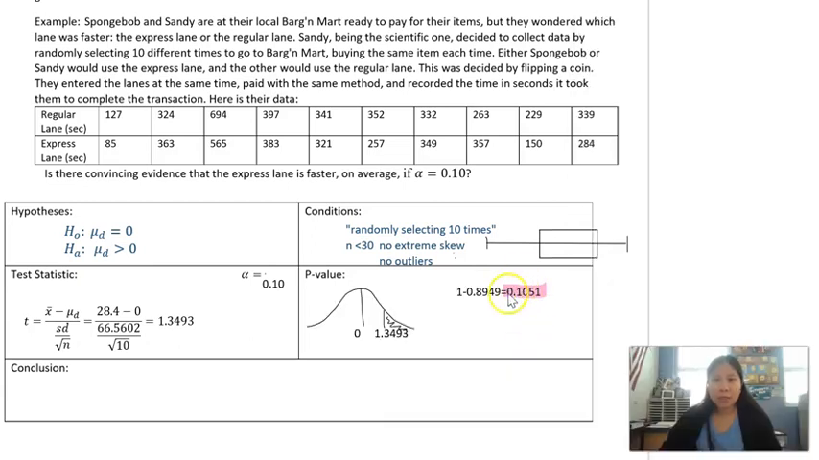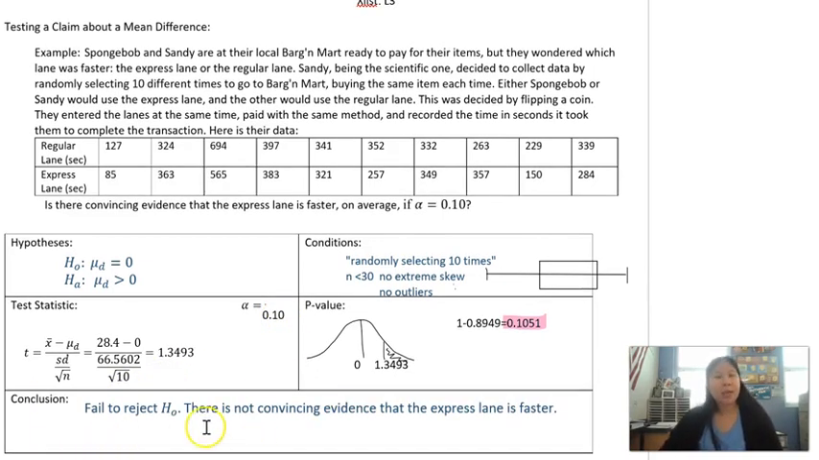And so finally, we're comparing our p-value to our alpha level. 0.1051 is a number that's bigger than 0.10, because of that last 1 at the end. So if it's bigger, we're going to fail to reject. And if we fail to reject, then that means there is not convincing evidence that the express lane is going to be faster.